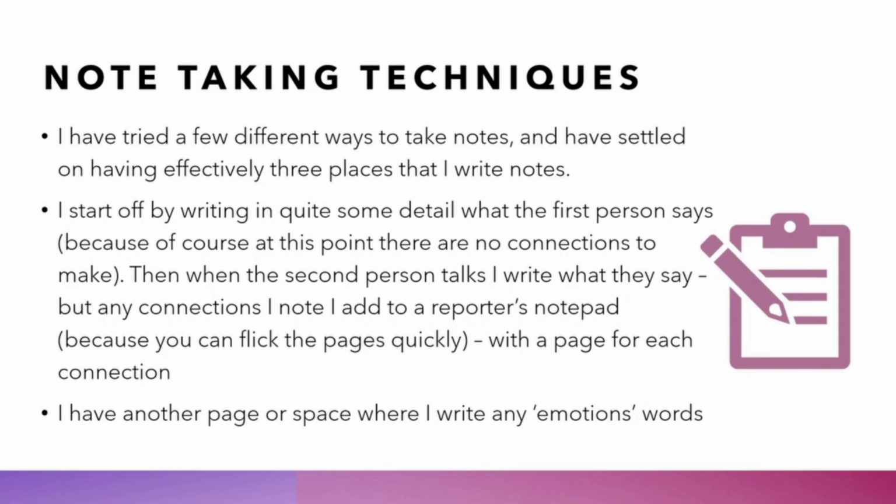Then when the second person talks, I also write down what they say. I've generally got an A4 pad where I'm writing those notes. But if I hear anything that connects that second person to what the first person said, I then turn to a reporter's notepad, which is one of those that you can flick over. And I'll write down the connection at the top of the page and then some notes underneath it.